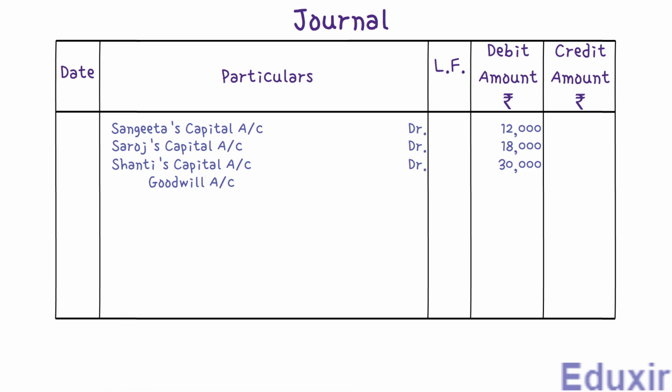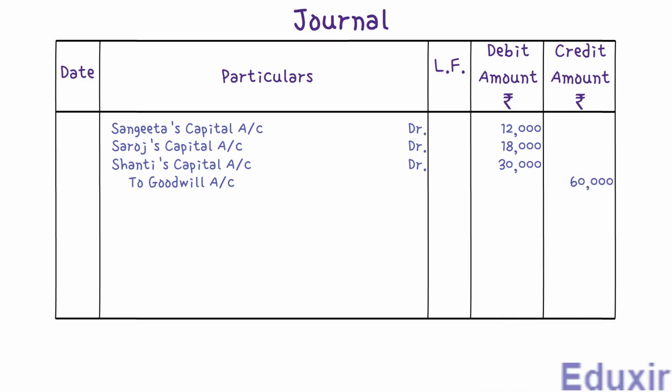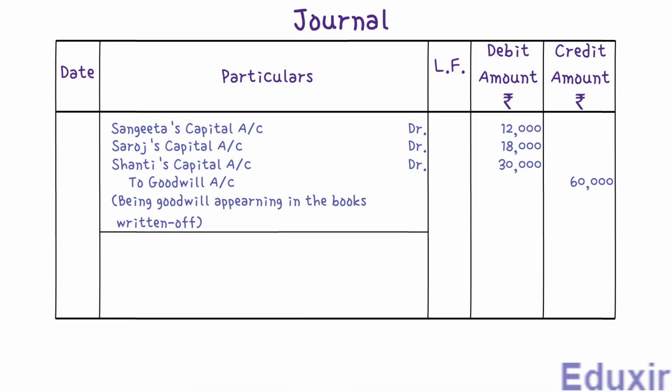As you know, the credit entries start with 2. Let's then write the credit amount of 60,000 rupees in the credit amount column. Let's then write the description or narration of this transaction as being goodwill appearing in the books written off. Let's then draw a line to mark the completion of journalizing of this transaction. With that, we have completed the journalizing of this transaction.